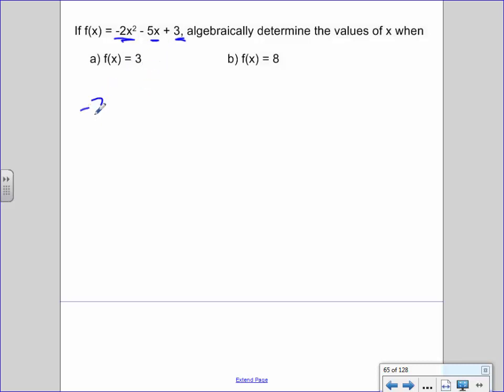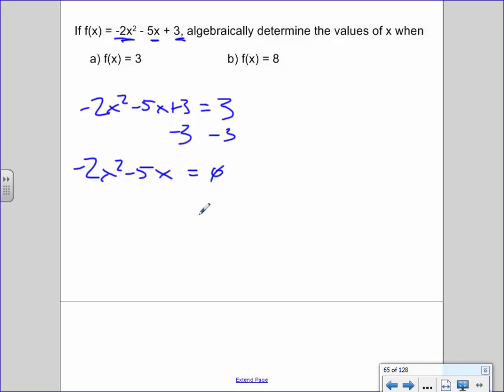So if I were to ask you where this equals 3, here's another way we could go about doing it. I could say negative 2x squared minus 5x plus 3. Let's let it equal 3. Now, if it's written in this format, how do I figure out whether or not it can be solved? Well, I would say make it equal to 0. Make it minus 2x squared minus 5x equals 0.